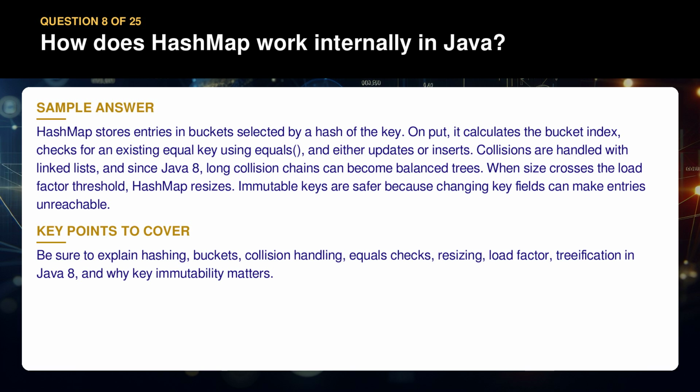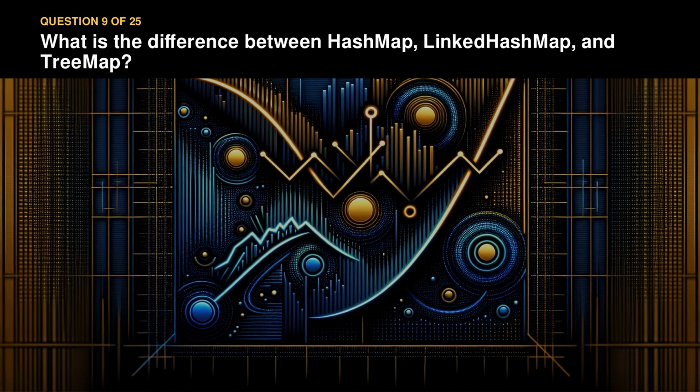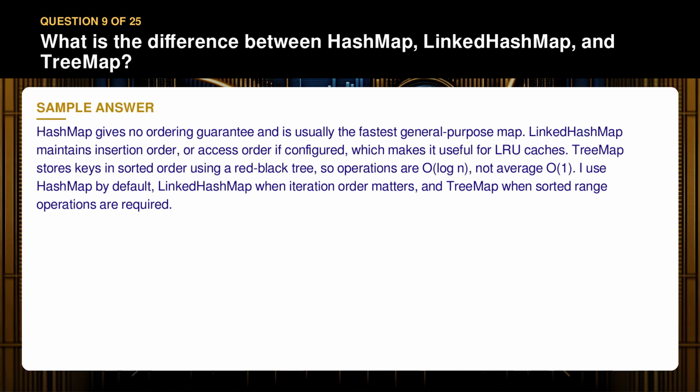immutability matters. Question 9. What is the difference between HashMap, LinkedHashMap, and TreeMap? HashMap gives no ordering guarantee and is usually the fastest general-purpose map. LinkedHashMap maintains insertion order or access order if configured, which makes it useful for LRU caches.